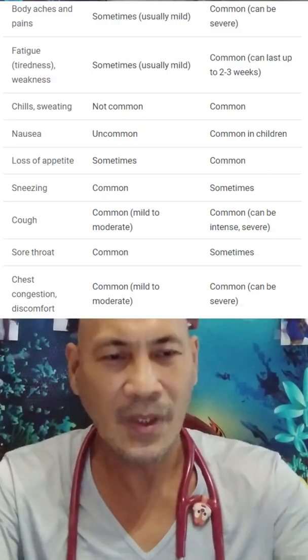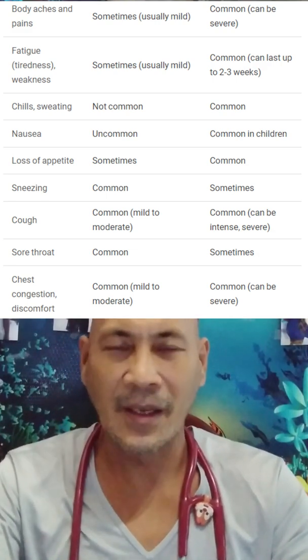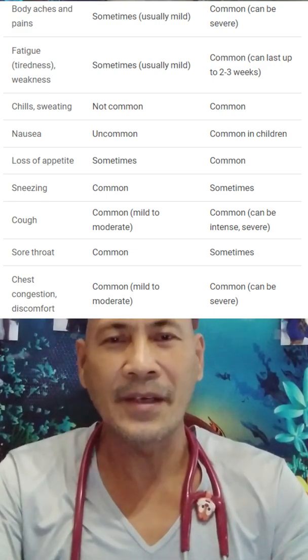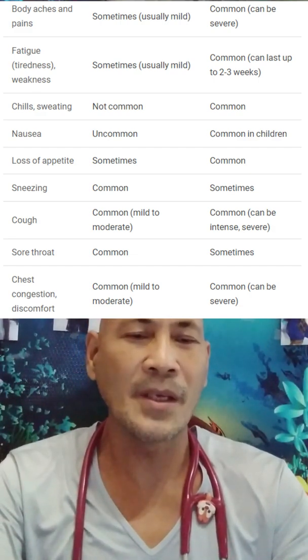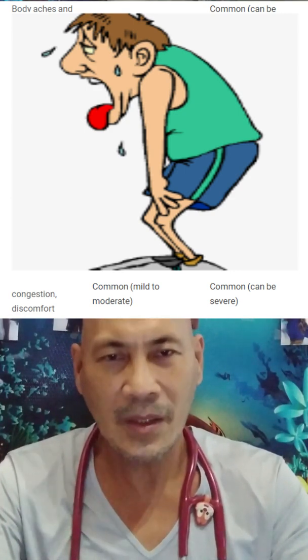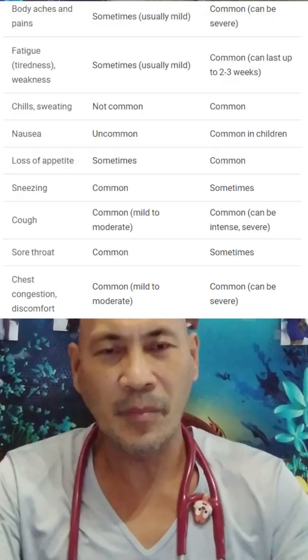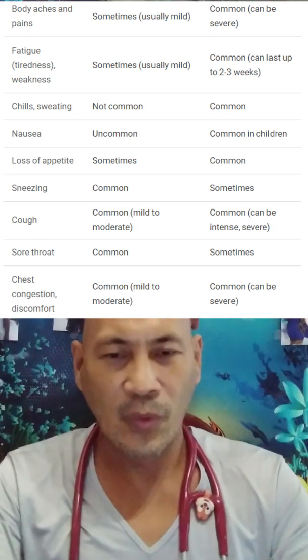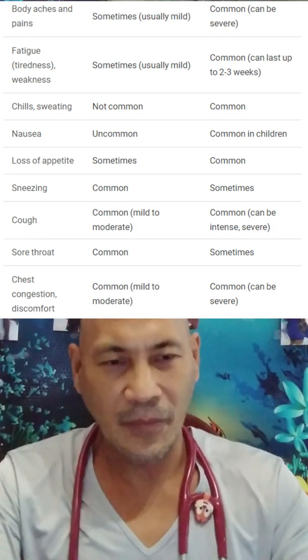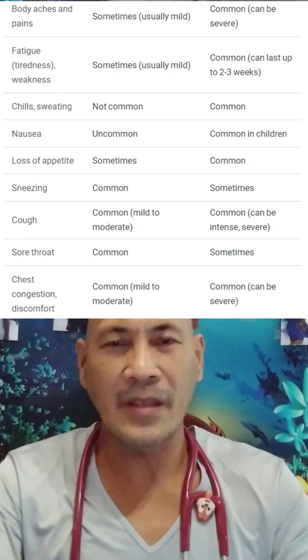Now, with regards to body aches and pains, this is sometimes mild in patients with common colds, and this is usually severe in patients with influenza. Now, with regards to fatigue, tiredness, and body weakness, this is, as I've said, sometimes mild in patients with common colds, but this is very common in patients with flu. So, if you have flu patients, you observe that they have fatigue, tiredness, and weakness.